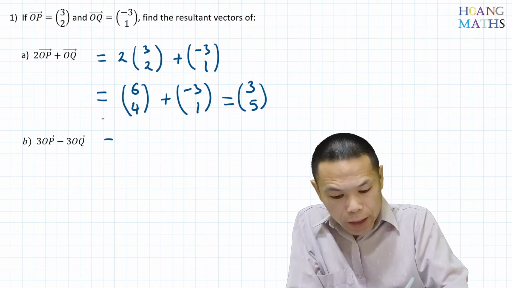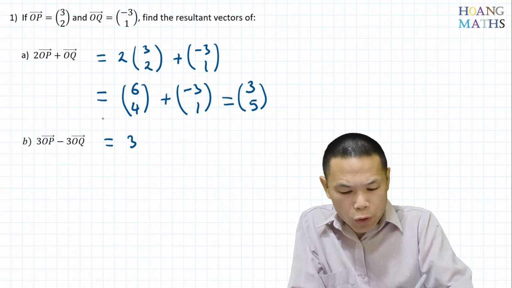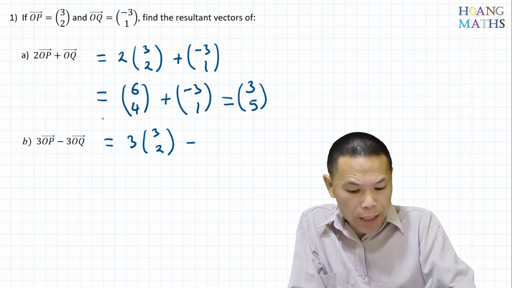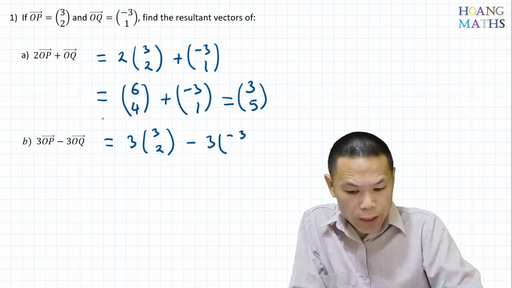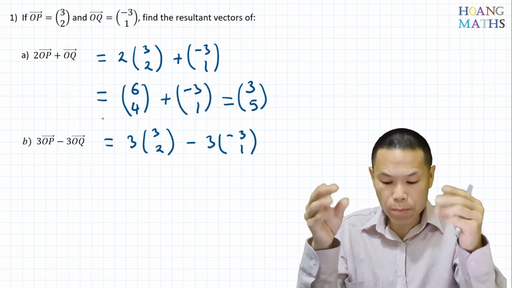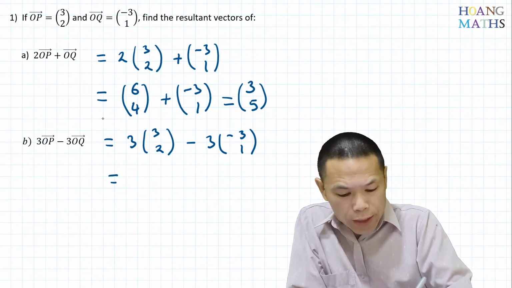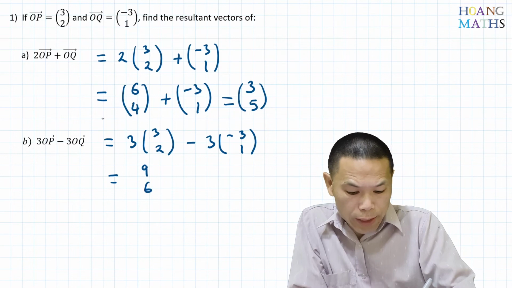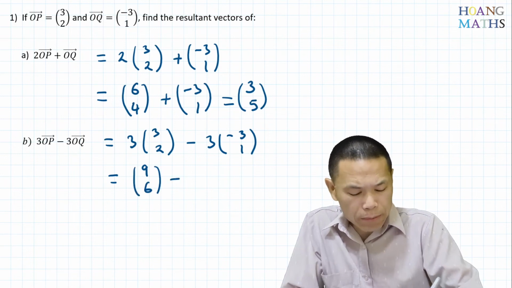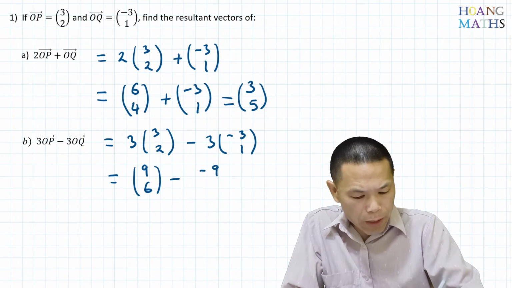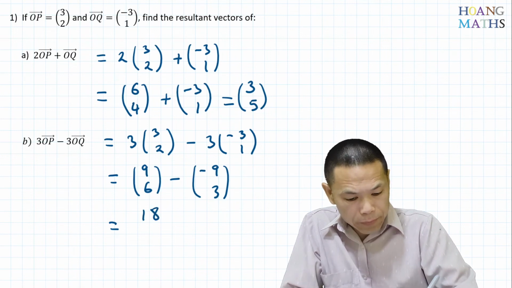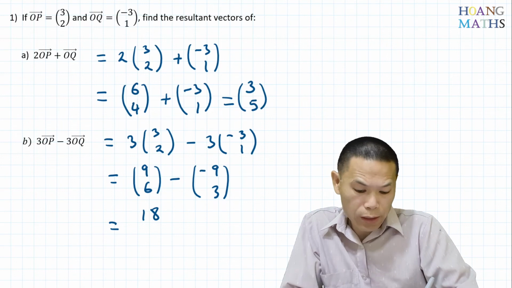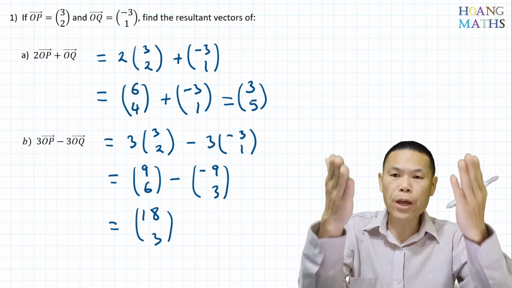Now 3OP minus 3OQ. That is equal to 3 lots of OP, which is (3, 2), and then we minus 3 OQ. OQ is (-3, 1). Before I subtract them, I expand it first. So 3 times 3 is 9, 3 times 2 is 6. Then we minus: 3 times -3 is -9, and 3 times 1 is 3. So I just subtract it. It becomes 18, and 6 minus 3 is 3. There you go.